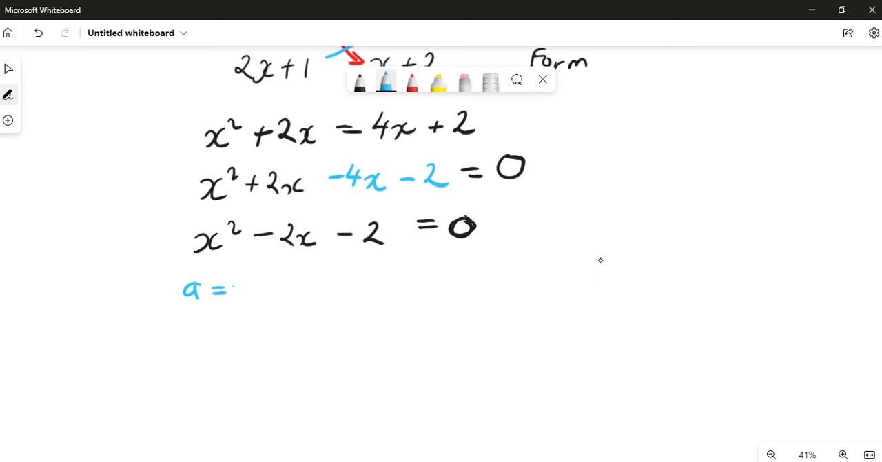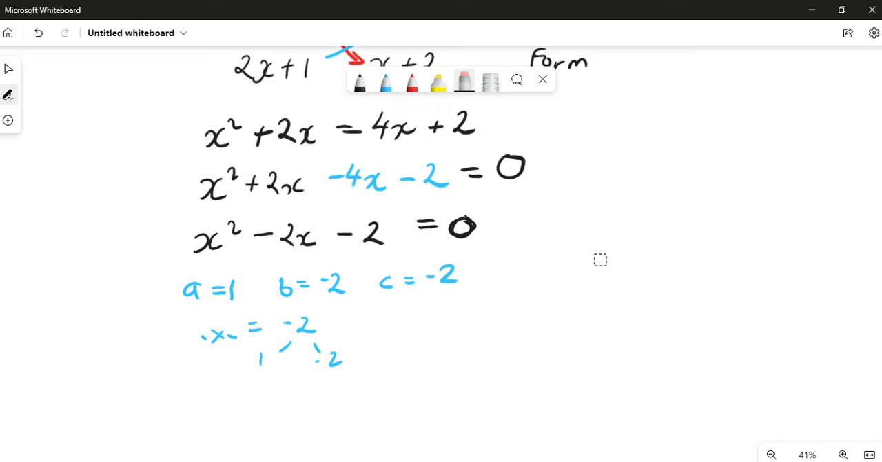Our a, which is the coefficient of x squared, is 1. Our b, which is the coefficient of x, is negative 2. Our c is negative 2. If we try to solve by factoring, a times c, 1 times negative 2, is negative 2. We have to find two factors that multiply to give negative 2 and add to give negative 2. But it is impossible to find such factors, because if you try 1 and negative 2, 1 times negative 2 gives you negative 2, but 1 plus negative 2 doesn't give you negative 2.